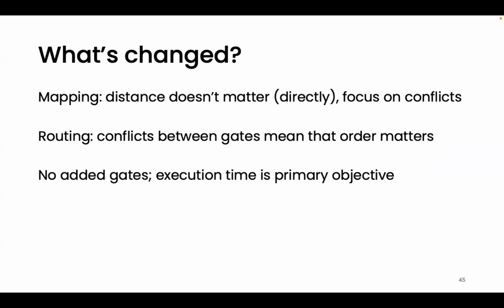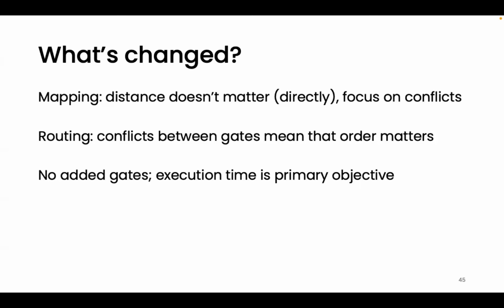So we take a moment here to reflect. I've shown you two different qubit mapping and routing problems, and this one is a little bit different because now at the mapping phase, we're not so concerned with the distance between qubits, because routes of any length take the same amount of time to execute. So the distance doesn't matter directly, though obviously there's higher chance of conflict if things are further apart because they're occupying more space. And then at the routing phase, we have this interesting situation where routing one gate can prevent the routing of the other.